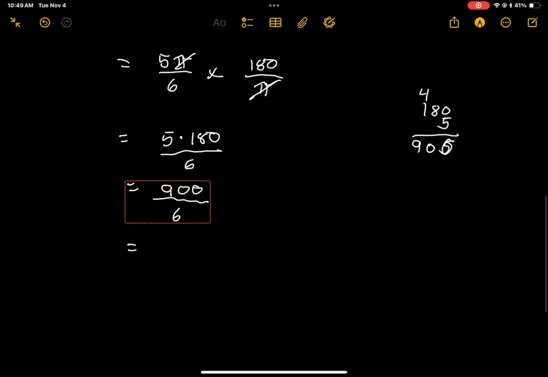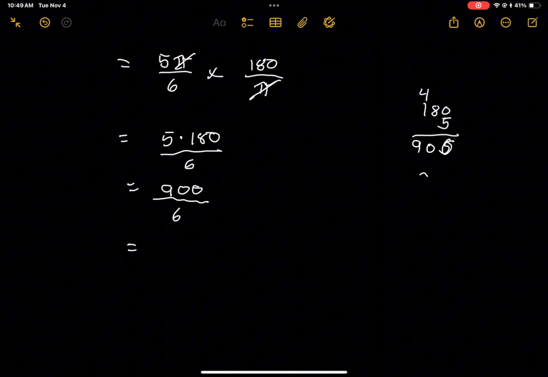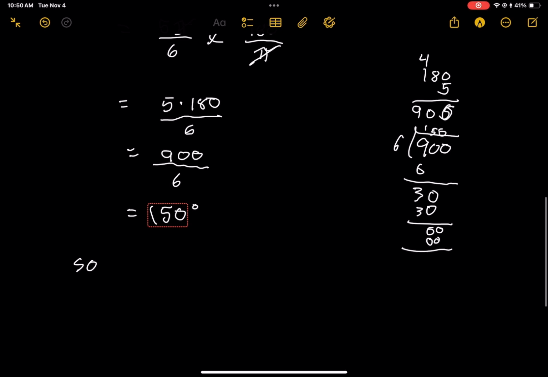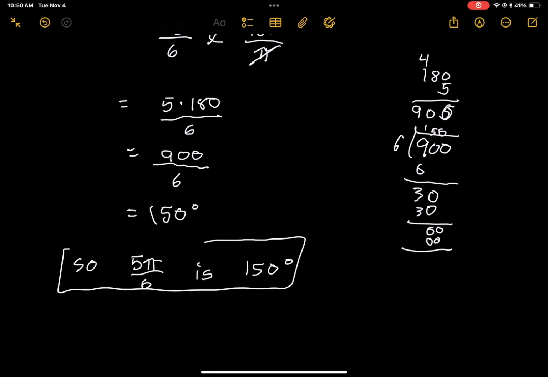So 900 divided by 6: 9 divided by 6 is 1, remainder 3. Bring down 0, we'll have 30, and 30 divided by 6 is 5. Bring down 0, and we'll have 0. So we'll have 150 degrees. Therefore, 5 pi over 6 is 150 degrees.